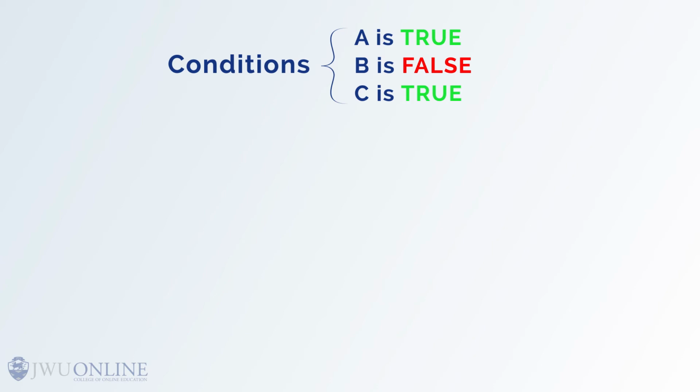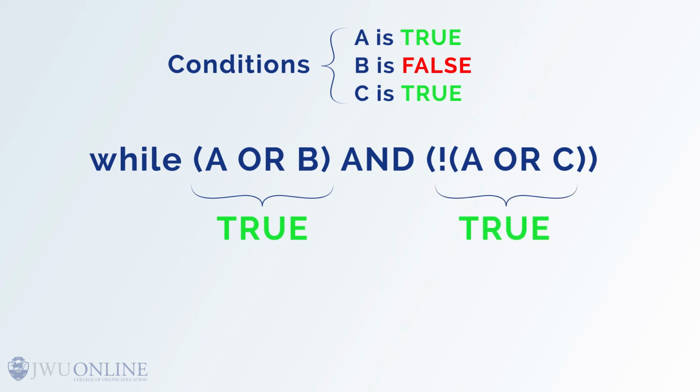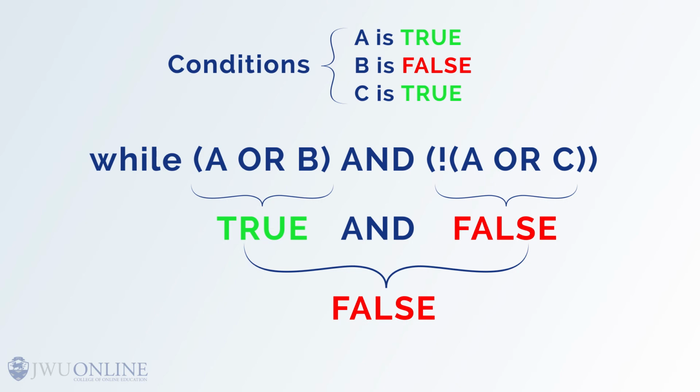Let's try a conditional statement. While A or B and not A or C, then execute the code. In this case, A or B is true. A or C is also true, but then we have to use the not, which would make that false. So a true logical and false is false, so our condition is false, and that code would not execute in this case. This sort of logic juggling can allow us to make some really interesting complex conditions and allow our programs to make very difficult decision choices.